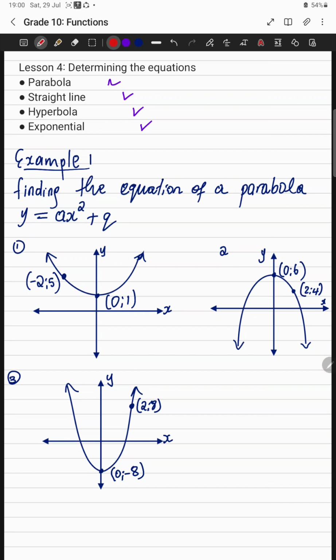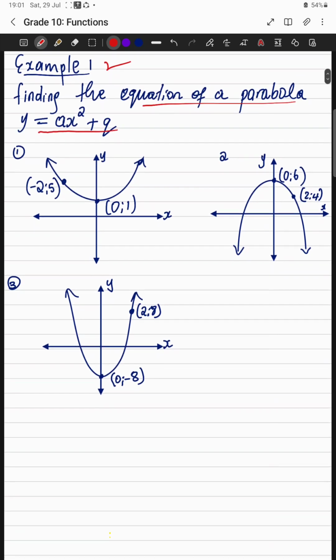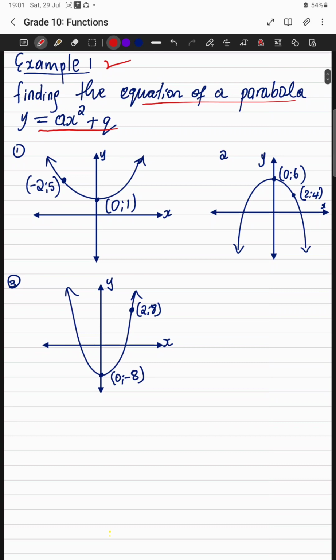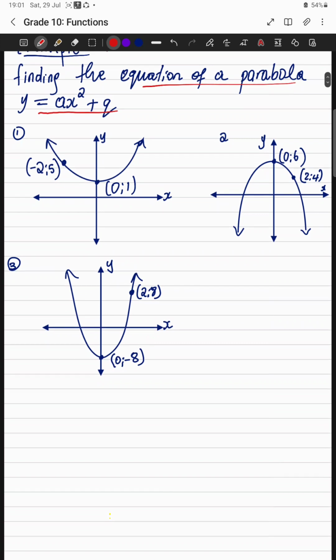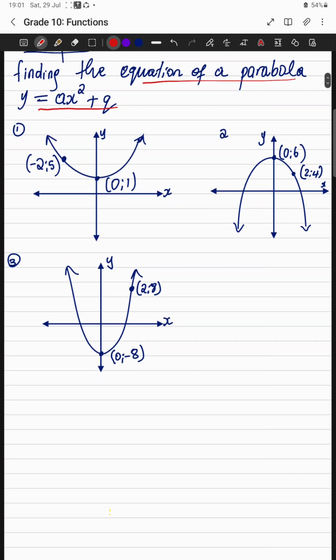So here's an example. That is example 1, finding the parabola. So finding the equation of a parabola when y is equal to ax squared plus q. Therefore, we need to determine the equation here. So what we're going to do is take the first graph, and then we try to determine the equation, that is, the unknown variables.